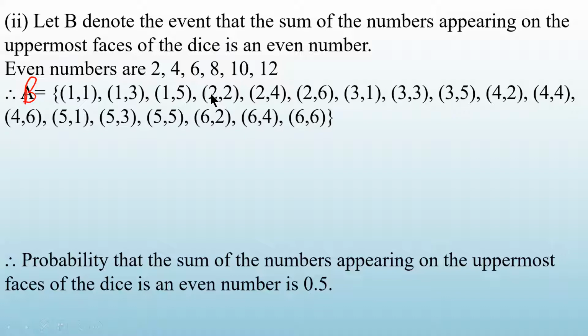(2,1) will not come. (2,2), (2,4) and (2,6). (3,1), (3,3), (3,5). (4,2), (4,4), (4,6). (5,1), (5,3), (5,5). And from the 6 row, (6,1) will not come. (6,2), (6,4) and (6,6). Count how many are there. Number of points in B. How many is it? 18. Right?